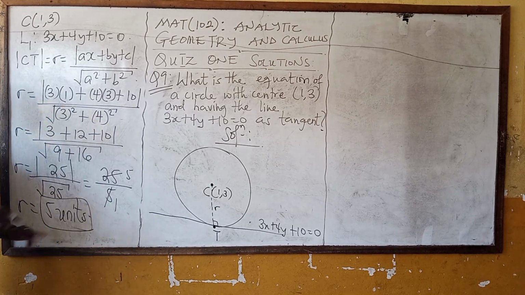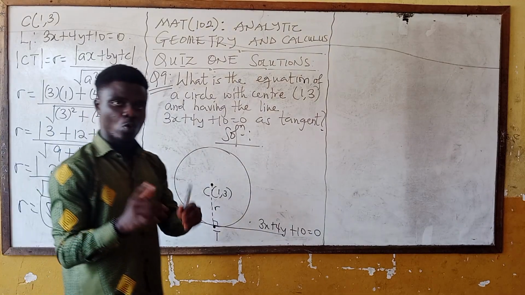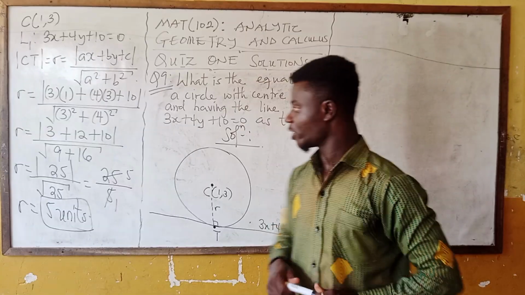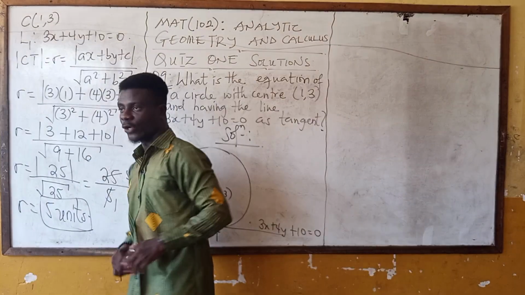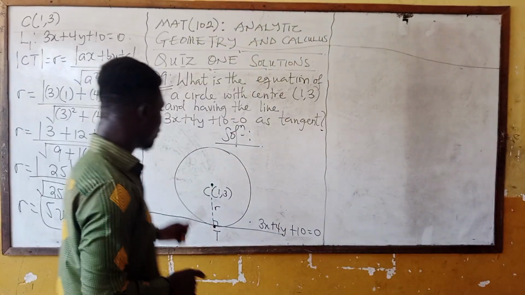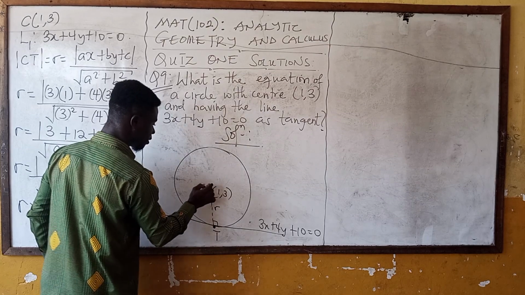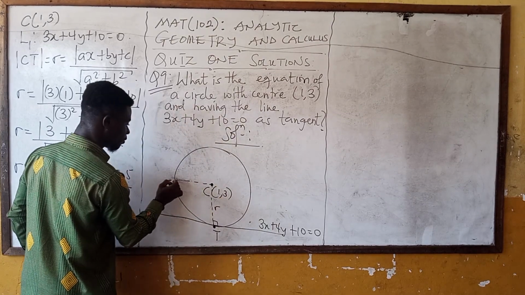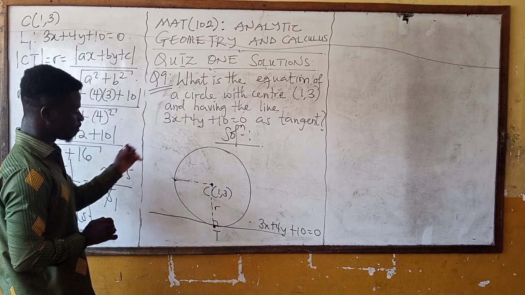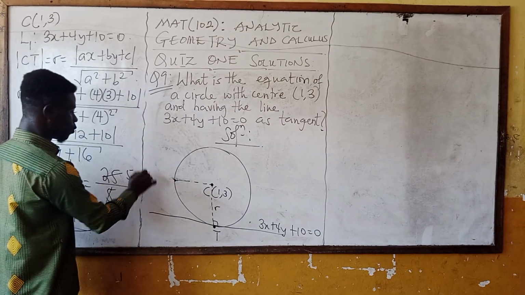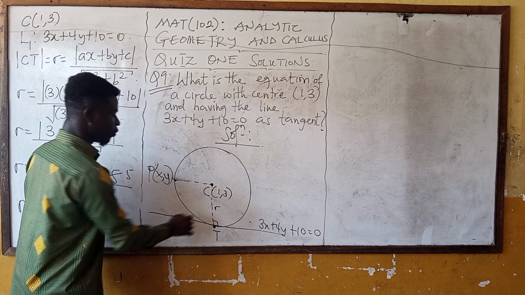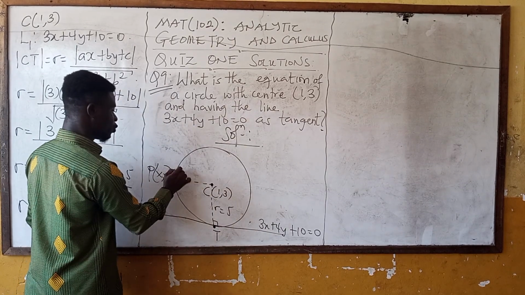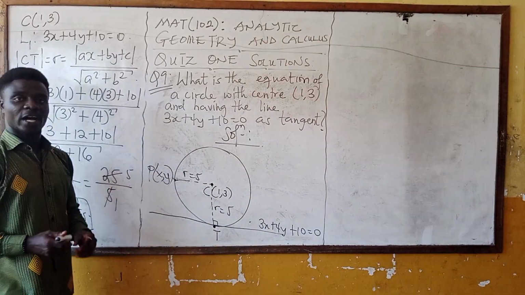We are not interested in this. We are interested in the equation, finding the equation of a line. So now we have the radius, so we can use the radius and the center and a point on the circle. So let's say point P, x, y. So we have the radius to be 5 units. The radius is 5 units.